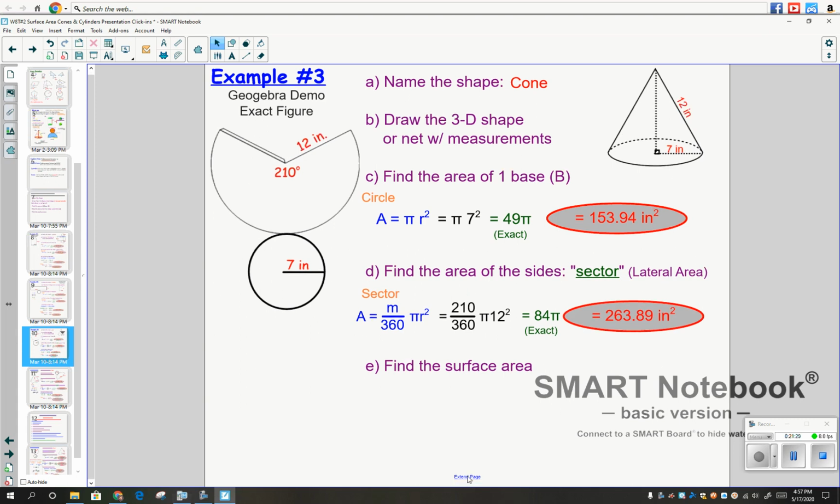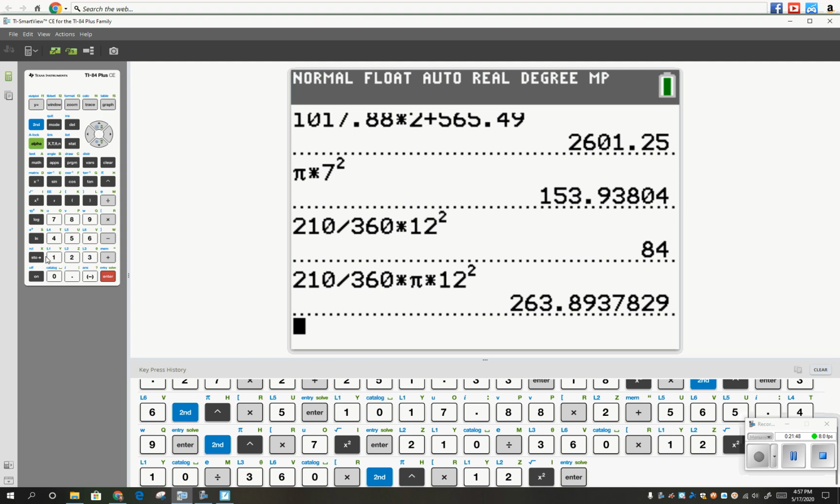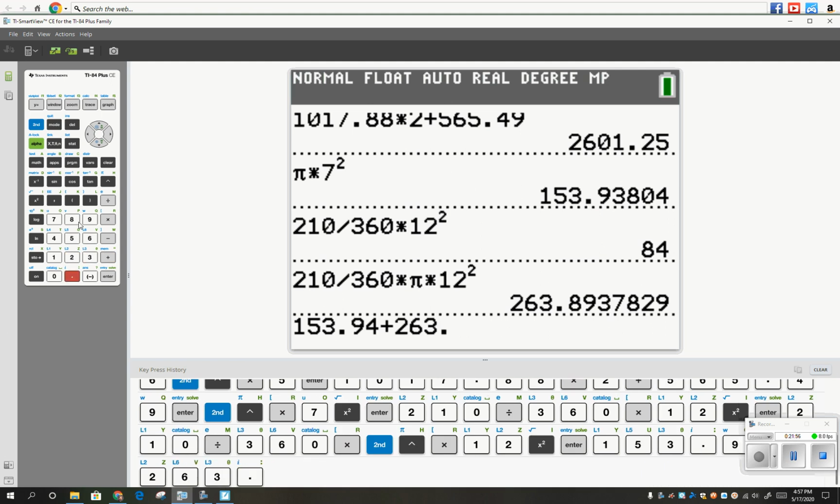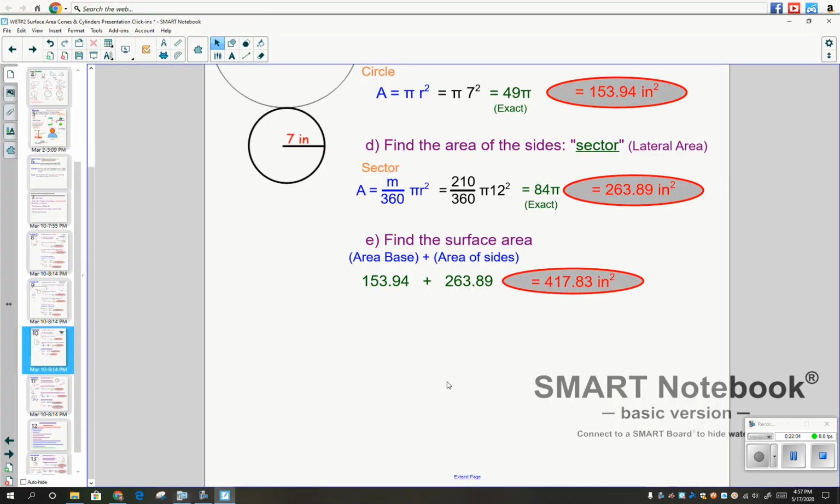Now, how do I find the surface area? It's the area of the base plus the area of the sides. Well, there's only one base, which is 153.94. There's only one side, which is 263.89. Add those two numbers together, 153.94 plus 263.89, and that gives me 417.83 square inches as my answer.